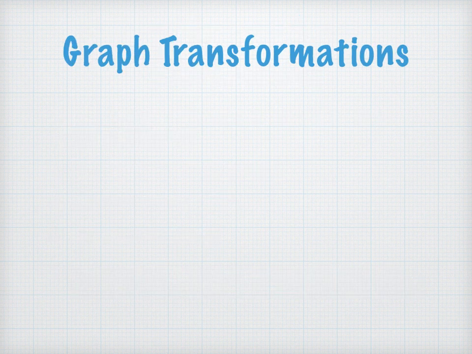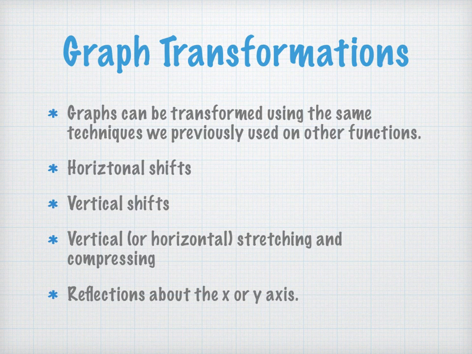Now, of course, graph transformations can and often will happen, so we want to be aware of what transformations could take place. Graphs can be transformed using the same techniques we've discussed previously on other functions. So we could have horizontal shifts, vertical shifts, vertical or horizontal stretching or compressing, and reflections about the x or the y-axis. These are going to be important to keep in mind, especially as we're looking at a graphed function and trying to state the equation of that exponential function.